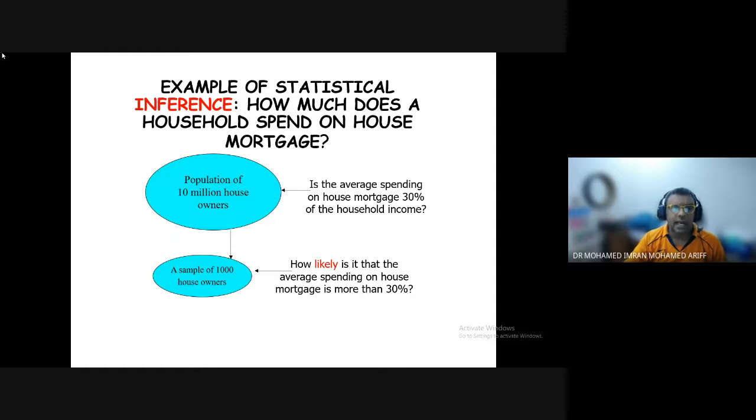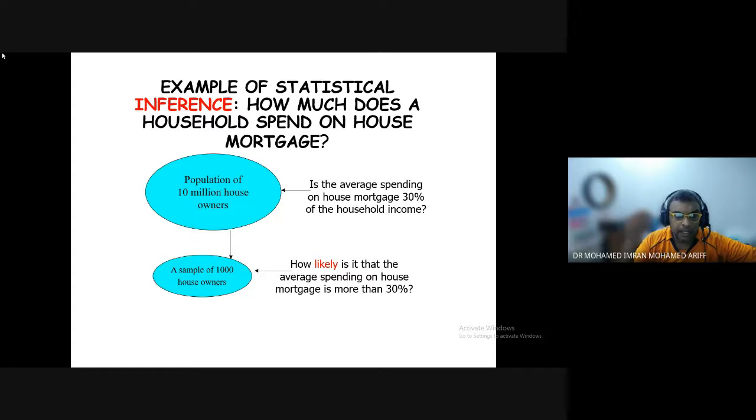Okay, an example of a statistical inference: how much does a household spend on a house mortgage? The question is, how much do you spend on your house mortgage, or how much do you pay for your house mortgage? So the population is 10 million house owners. If we narrow it down to Seri Iskandar, say the people of Seri Iskandar number about 10,000 house owners. Okay.